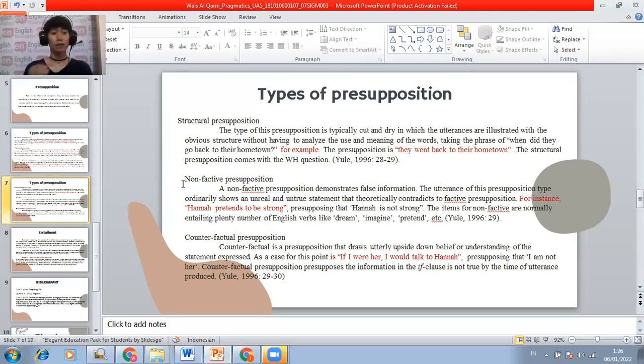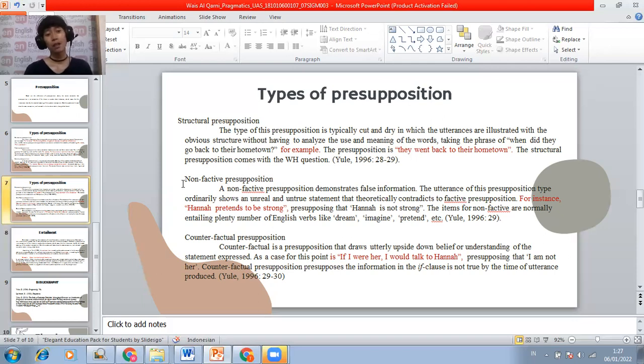That shows unreal or untrue statements that theoretically contradict the factive presupposition. The factive is the actual presupposition, while non-factive is the unreal or untrue statements. Example: if I were a cat, I could climb the tree. And those are not true because I'm a human.